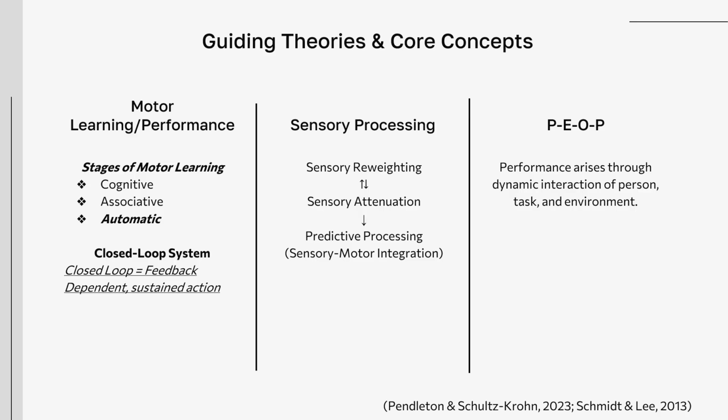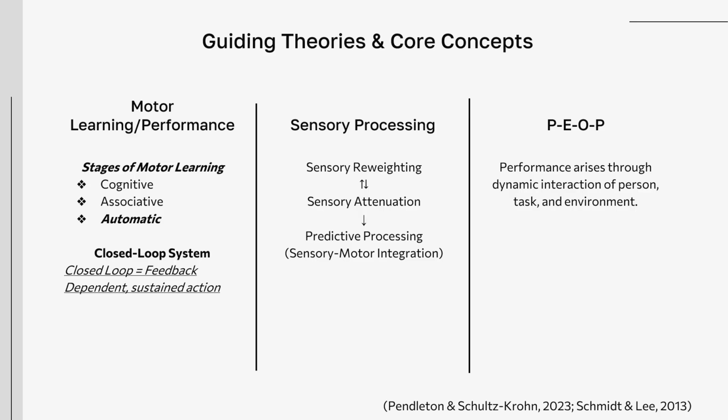And again, we'll really be focusing on the closed loop system. It's feedback dependent and it's required for sustained action. The next guiding theory is sensory processing theory, as we were looking at the balance between sensory reweighting and sensory attenuation and their impact on predictive processing and sensory motor integration. We were addressing sensory processing errors, both at an individual level and their culminating impact on predictive processing and sustained action. To guide this towards occupational performance, we'll be applying the PEOP model, the person, environment, occupation, and performance model, widely used in stroke rehab and one of my favorites.